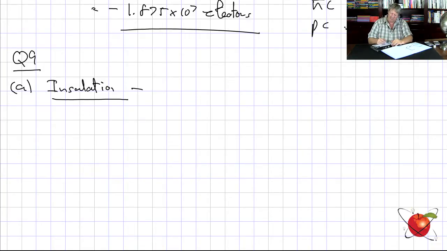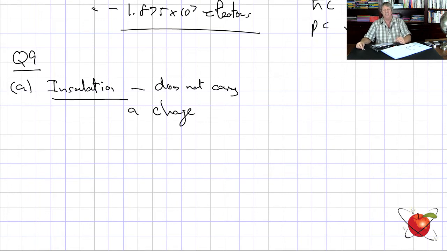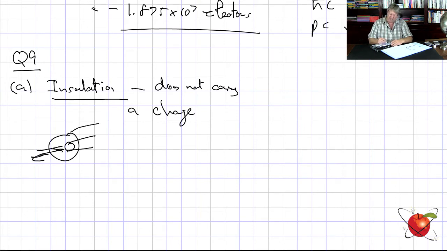So the insulator means it does not carry a charge. Okay? It doesn't carry the charge. So what's happening is the electrons are flowing. There's my copper wire. The electrons are all flowing down there, but the plastic around it, no charge flowing in that, right? So it doesn't carry a charge. So it is insulated means what?